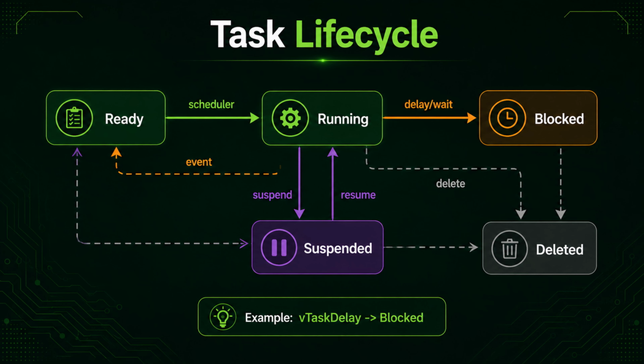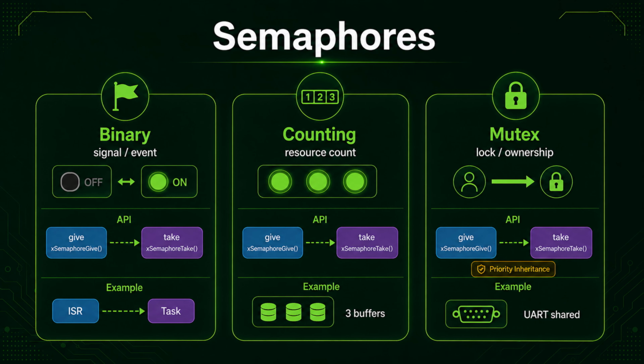A task can also enter the suspended state through vTaskSuspend. Unlike a blocked task, a suspended task does not automatically become ready because of time or normal events. It must be resumed explicitly. Finally, a task can be deleted using vTaskDelete. Its resources are then cleaned up by the idle task. Dynamically created tasks should therefore be deleted carefully, and only when their execution is truly finished.